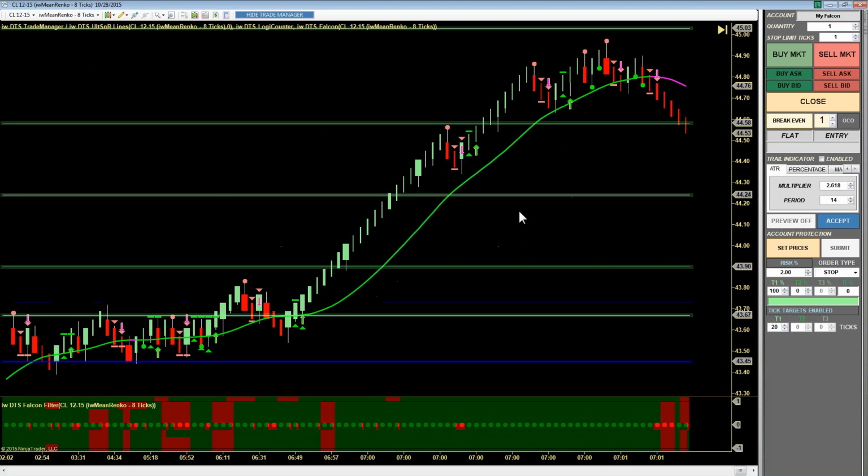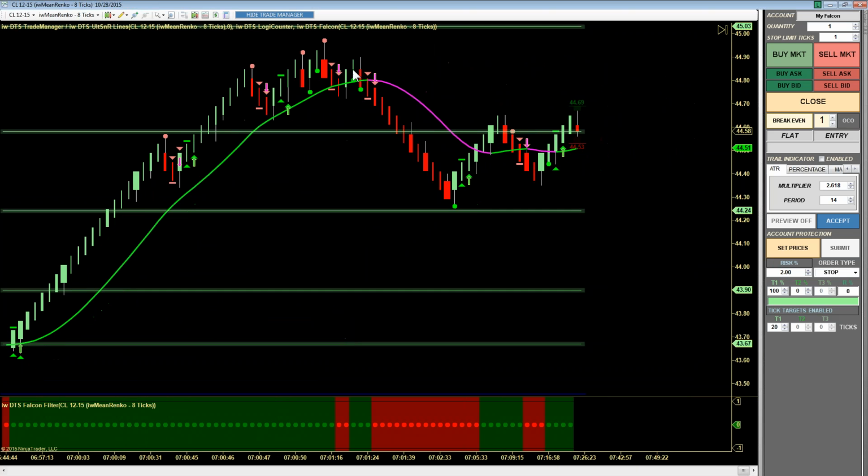Look at that move. It ran from 43.60 to 44.60. There's a $1,000 move right there. Nice way to start your day. And now we're kind of moving a little bit sideways.